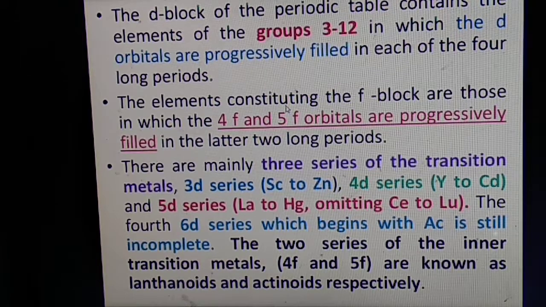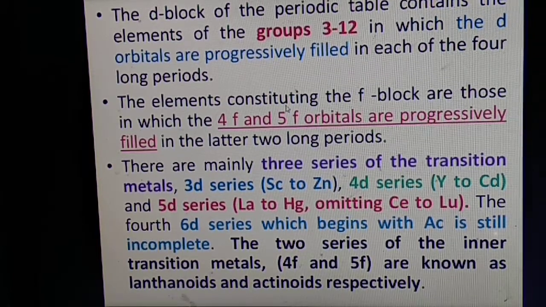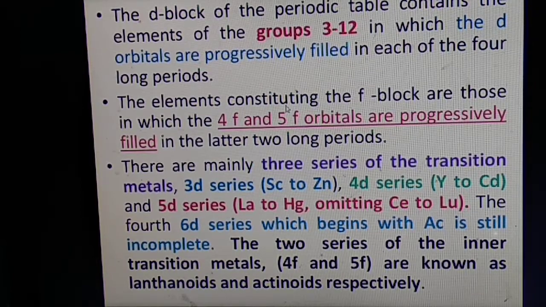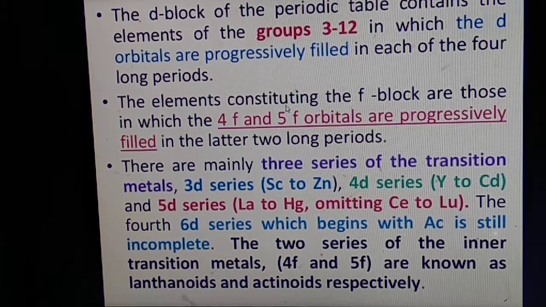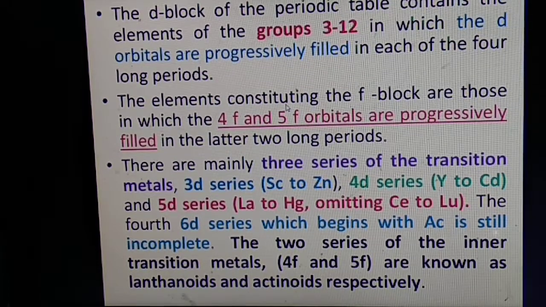And which are the D block elements? Your answer is, when electrons are progressively filled in the d orbital, then the elements are known as D block elements. And F block elements means when electrons enter progressively into the f orbitals, then these elements are known as the 4f or 5f block elements. How many series? 3d, 4d, 5d and 6d series. Which series is incomplete? Answer, my dear children, the 6d series is the incomplete series.